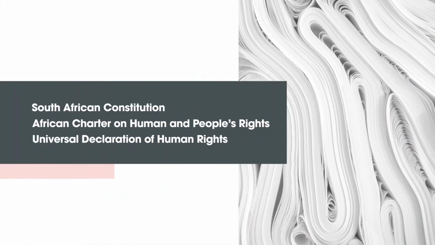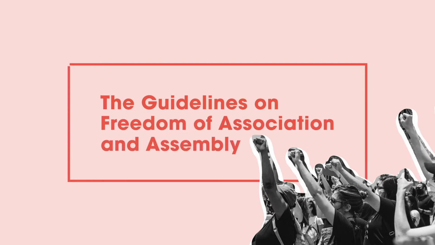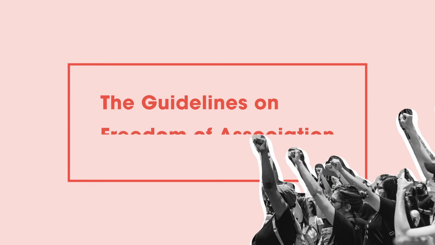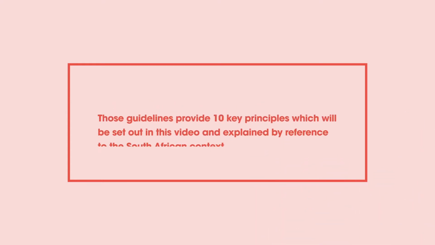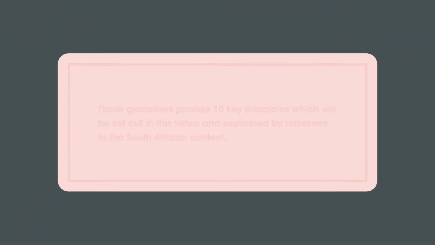In the South African Constitution and in many international and regional instruments such as the African Charter on Human and People's Rights and the Universal Declaration of Human Rights, the African Commission on Human and People's Rights adopted guidelines which serve as a starting point to freedom of association and assembly in Africa. Those guidelines provide 10 key principles which will be set out in this video and explained by reference to the South African context.